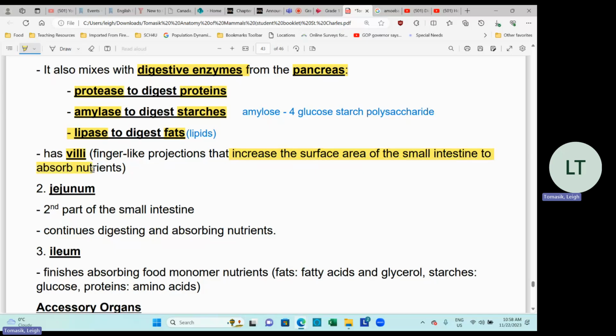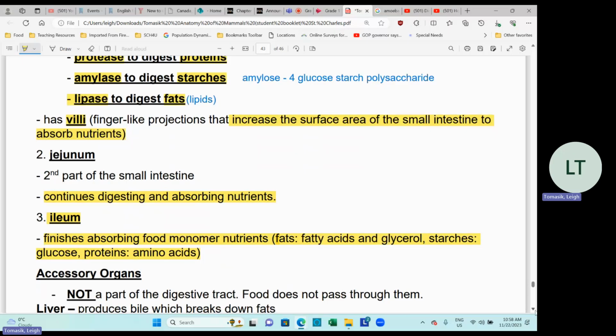Then you have the second part of your small intestine. It's your jejunum, and it continues digesting and absorbing nutrients. And then you have your ileum. By the time the food gets to your ileum, it's already 100% digested. So this ileum just finishes absorbing the food monomers, right? So fats, remember, break down into fatty acids and glycerol. Starches break down into glucose, and proteins break down into amino acids.